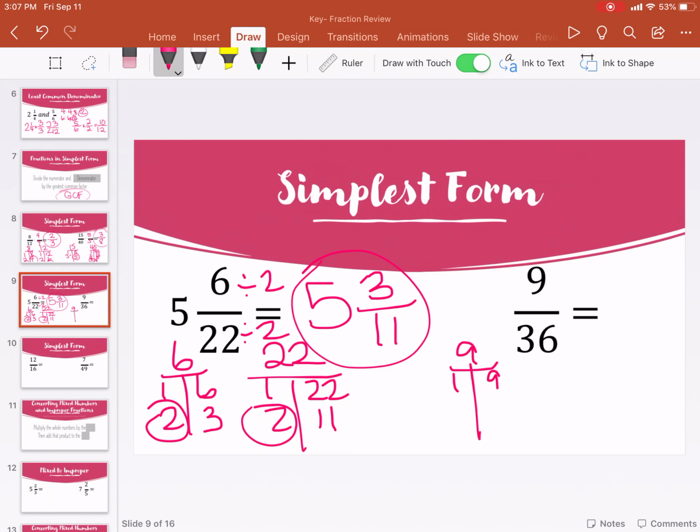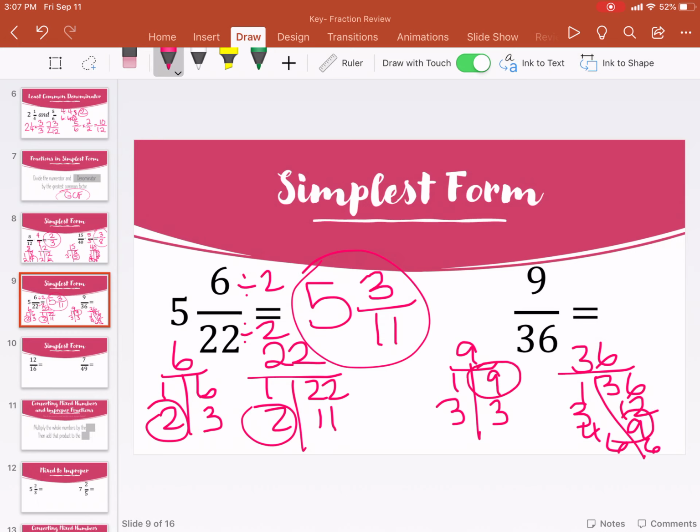9 is just 1 and 9, 3 and 3. 36 is 1 and 36, 2 and 18, 3 and 12, 4 and 9, 6 and 6. The greatest common factor is 9. So divide by 9, divide by 9. 9 divided by 9 is 1. 36 divided by 9 is 4.